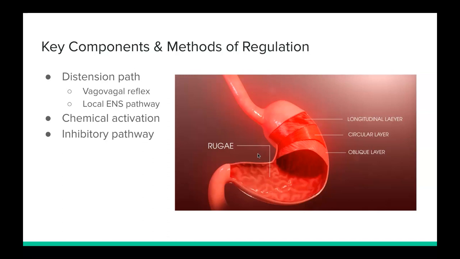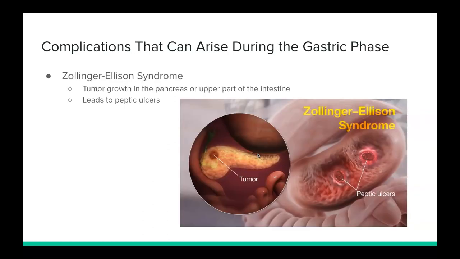So that's it. In the last slide, I will be talking about things that can go wrong during the gastric phase, and that's called Zollinger-Ellison syndrome. This is characterized by tumor growth in the pancreas or the upper part of the small intestine. These tumors are called gastrinomas, and these tumors produce large amounts of the gastrin hormone.